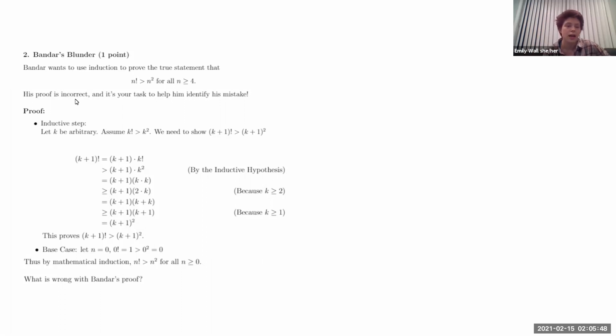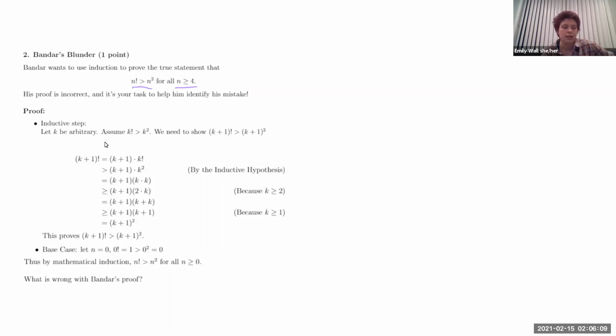And we are given that someone named Bandar, who was in IA last semester, wants to use induction to prove this statement that n factorial is greater than n squared for all n greater than or equal to 4. And he gives us the following proof, but it's not right. And we're gonna figure out why. So we just gotta read this.